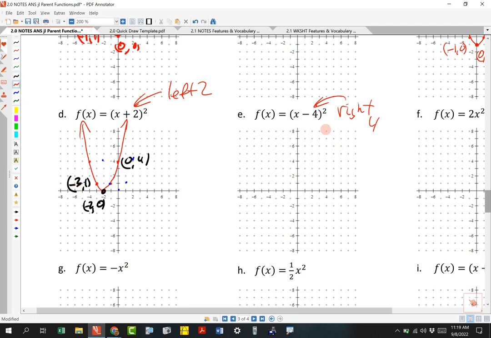This one takes the exact same parent graph, that parent graph of a parabola, and it moves it to the right 4. So we're going to take this and we're going to put the vertex right here. It doesn't change the shape at all. So once we locate the vertex, from the vertex, right 1, up 1 squared, right 2, up 2 squared, left 1, up 1 squared, left 2, up 2 squared. There we go. We can draw the shape really quickly.